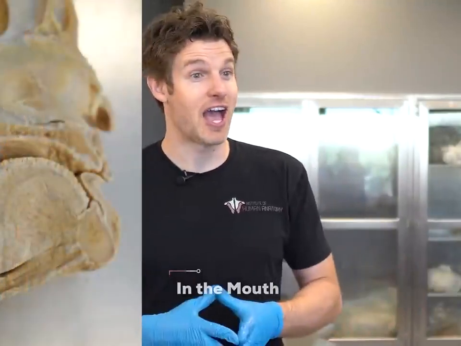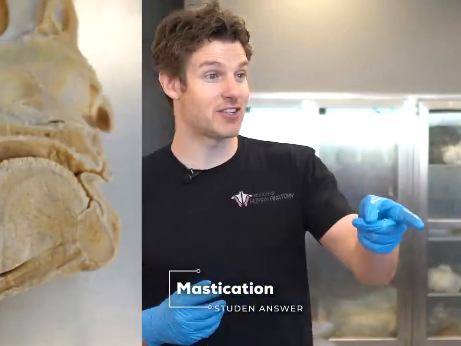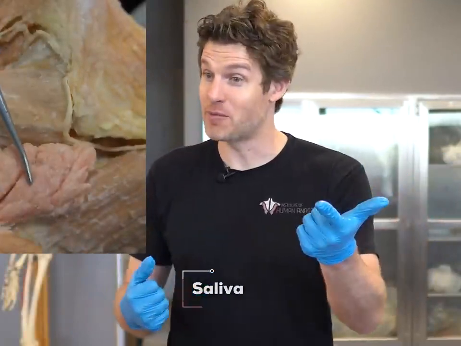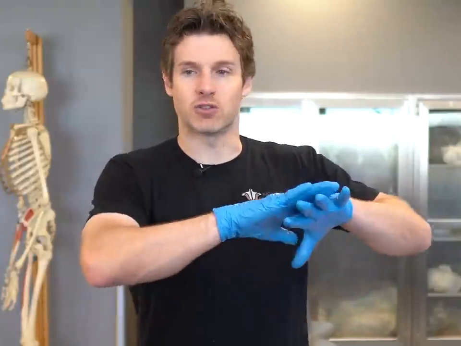In the mouth. How? Mastication is a fancy pants name for chewing. Awesome. And then what did you say? Saliva. So we actually get mechanical and chemical digestion in the mouth. Now, even though we're going to say digestion versus absorption in each segment of the digestive tract, it doesn't mean it's just black and white. Mostly digestion happens in the mouth.